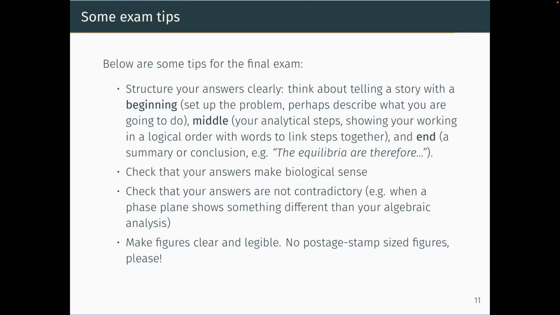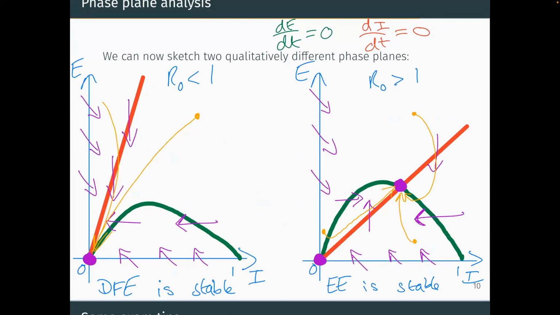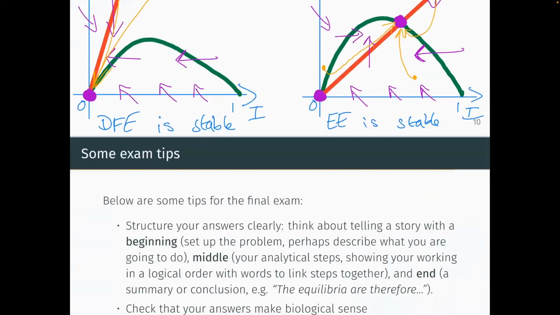I'd say make sure the answers make biological sense. This is a math bio course, so no negative population sizes, no negative death rates and things like that. Make sure things make biological sense, and make sure your answers are not contradictory. So a classic one that people do is they'll say sketch a phase plane, and this case here on the right-hand side, this will be a stable node, say, on the phase plane, and then in the algebra, they'll say it's a saddle or something like that, right? Make sure that the 2 answers make sense and they don't contradict each other.